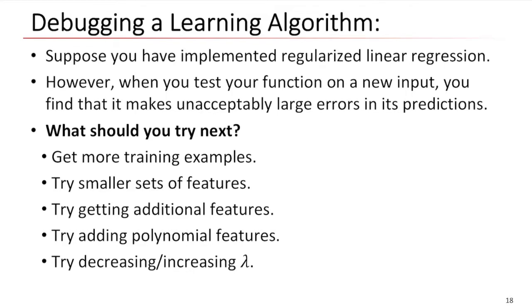Suppose we have implemented the regularized linear regression algorithm. However, when we test our function on new input, let's say the testing dataset, we find that it makes unacceptably large errors in each prediction. So then, what should we try next?